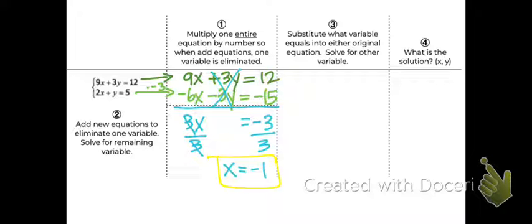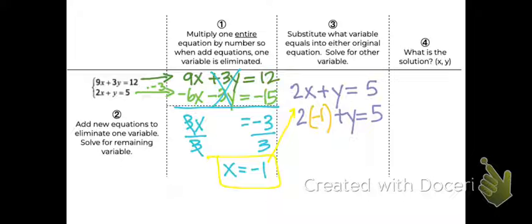Now we need to figure out what y is when x is negative 1. And we can look to either one of those original equations, whichever one happens to look a little easier to you. So I'm going to pick the second one, and I'm going to substitute in negative 1 for x. And now again, we have an equation that just has one variable. We can now solve this equation for y.